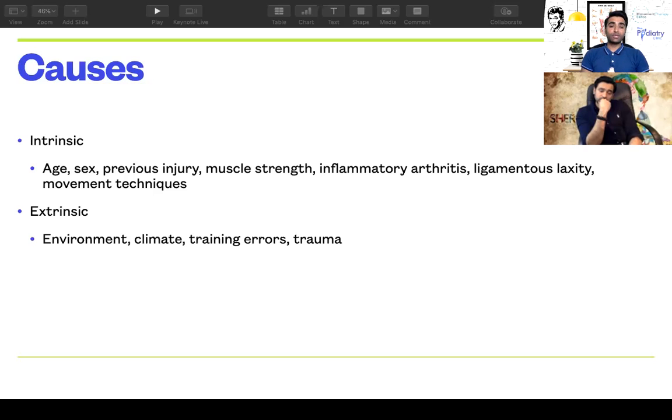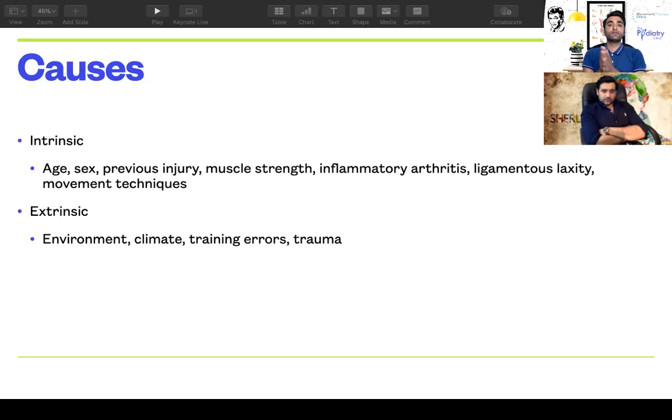In terms of the extrinsic, it can be the environment you're working in, running in, or doing the exercises in, climate, and training errors. I especially want to point out that runners can get tibialis posterior tendonitis, and that's where I think people were differentiating between the deformity or dysfunction and tendonitis.